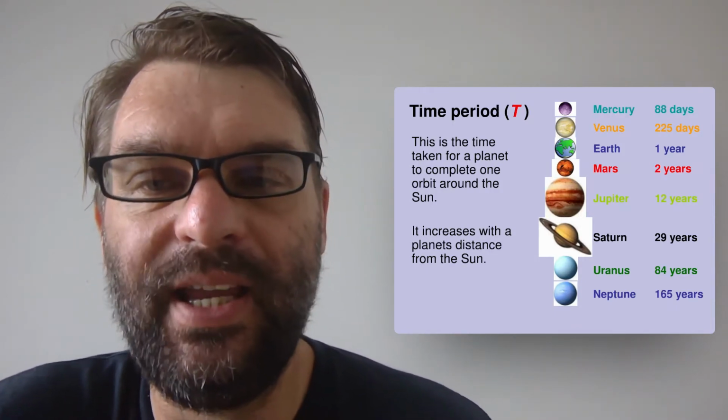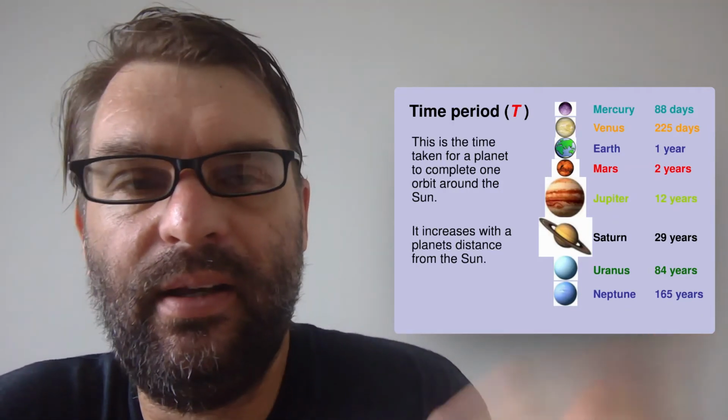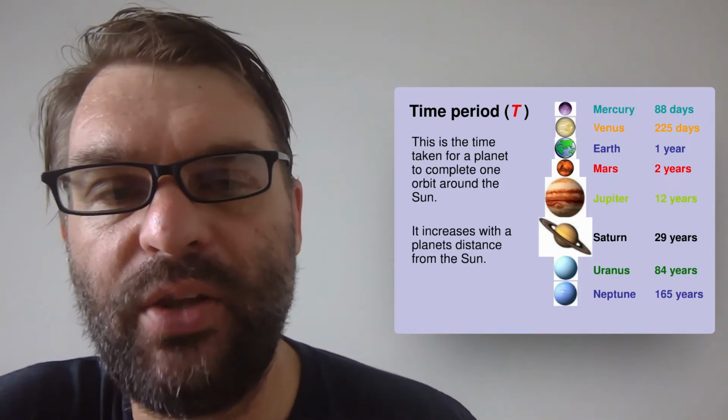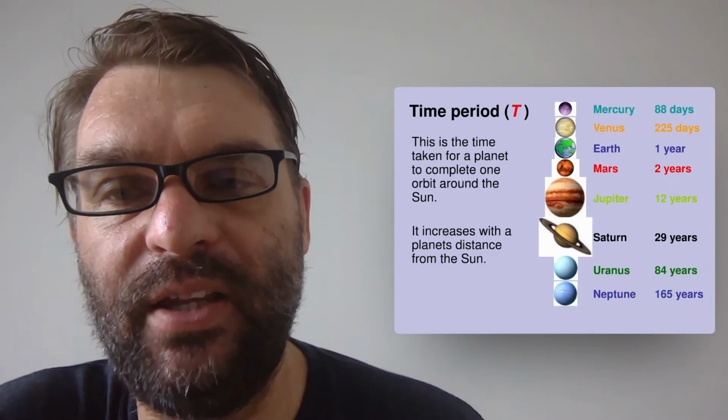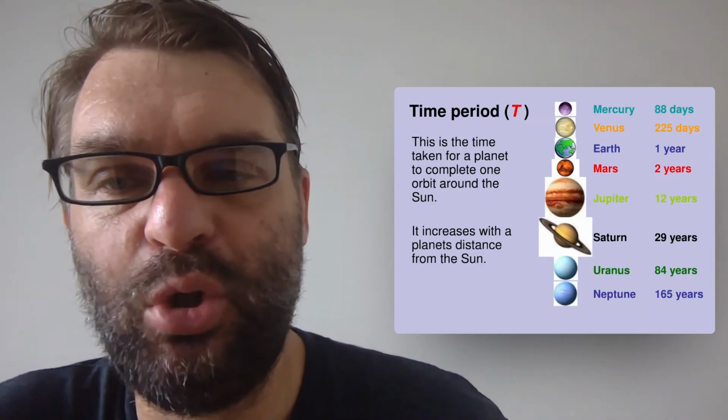Whereas a year on Neptune, an Earth year is 1 year. But to go around the Sun once, Neptune takes 165 years. So no one would have had their birthday yet in the class on Neptune.